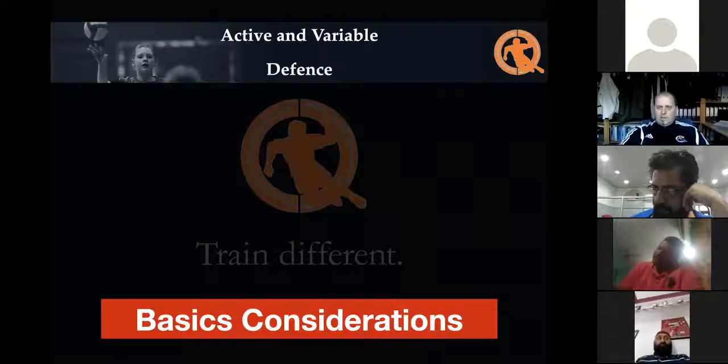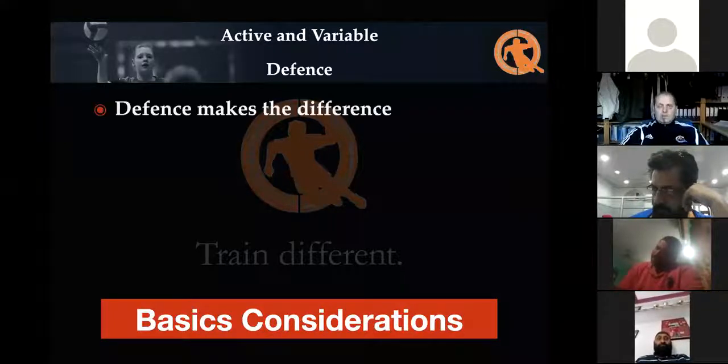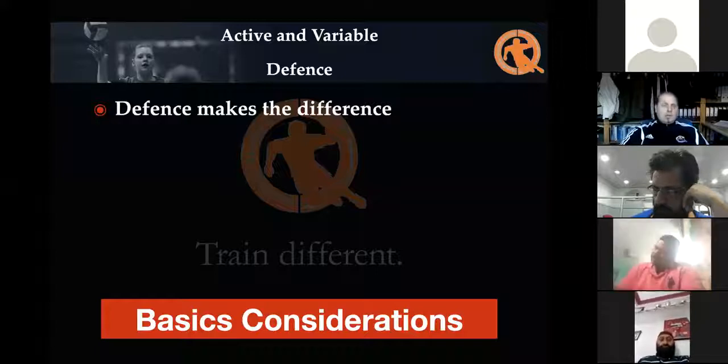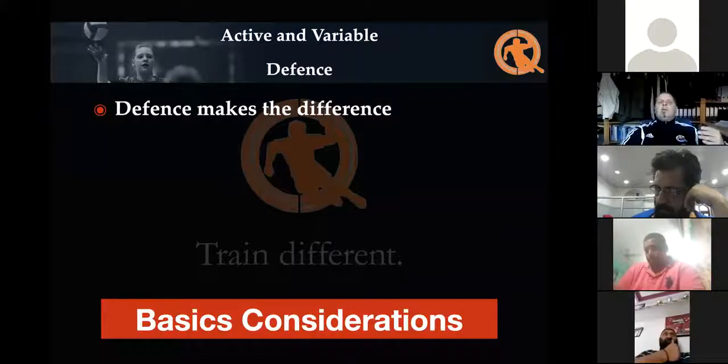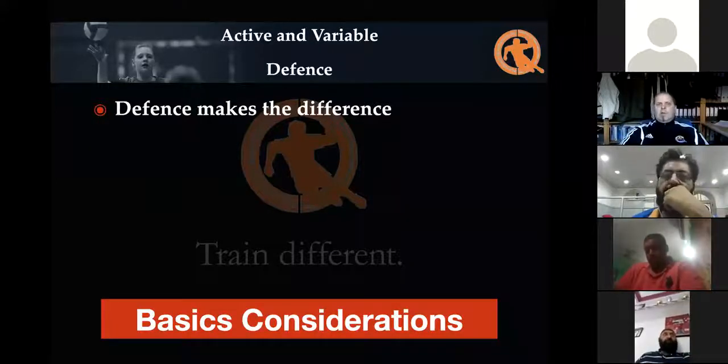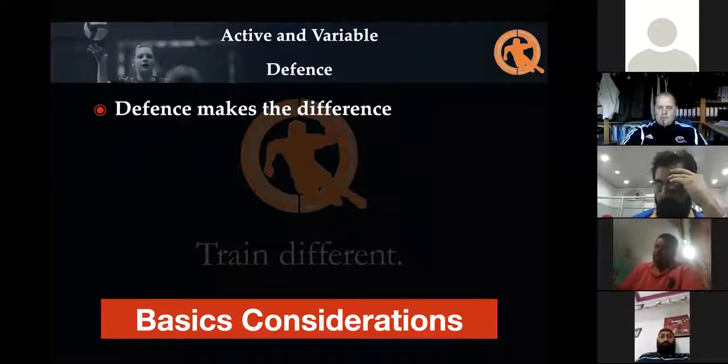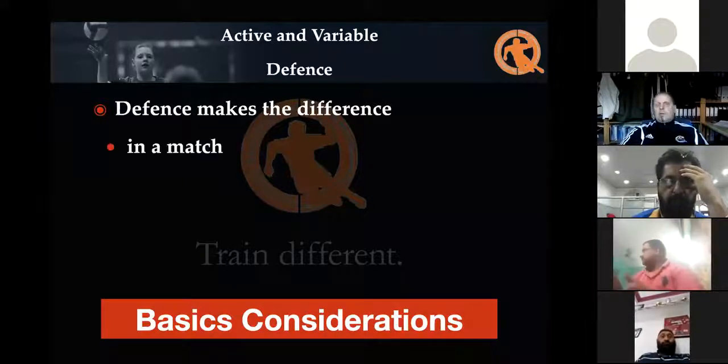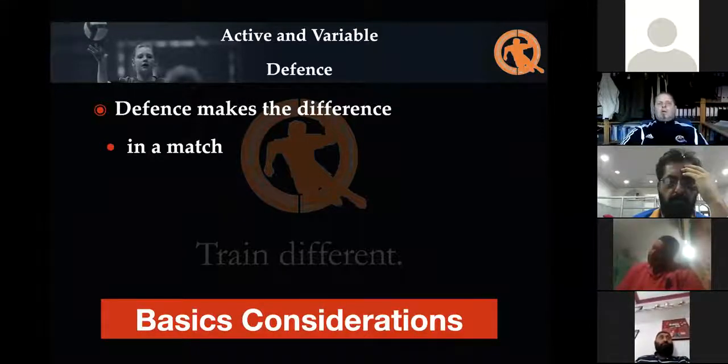So in this way, we really can see that defense makes the difference. And this is a very well-known word. It's coming from basketball, I think, but in handball, it's the same, that defense is making the difference. And it's in 4 different aspects. We have to see the meaning of that sentence, defense makes the difference. The first is in a match, because in a match, it's always better to rely on a good defense than on a strong attack.